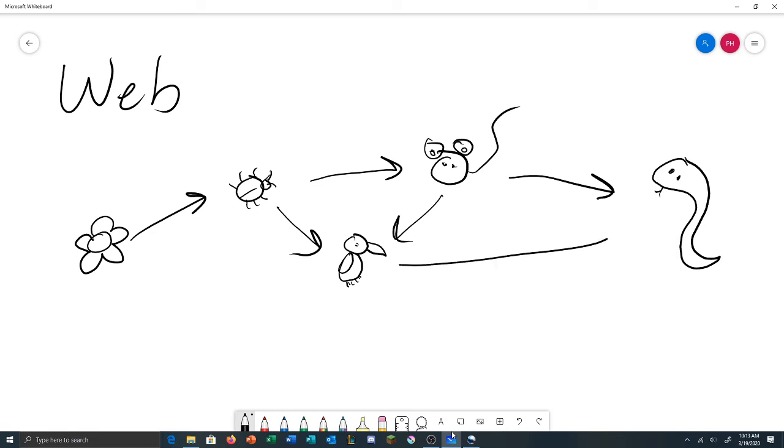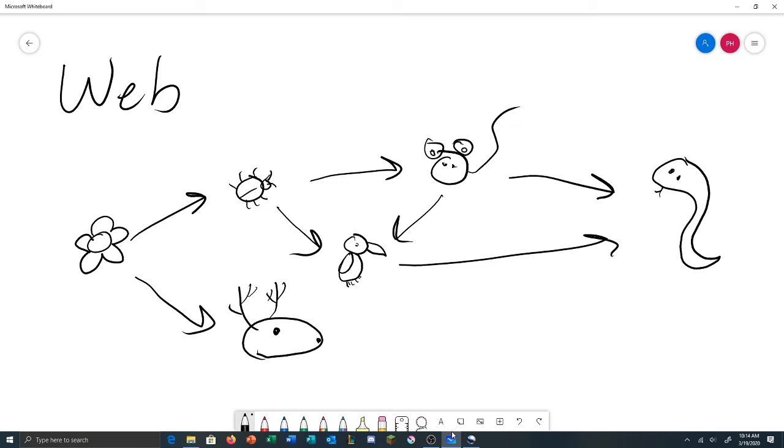You could also have the bird get eaten by the snake. Now there's a bunch going on here. Well, guess what? You could have another thing that ate the flower. It's not just everything goes to the bug. Say if you had a deer over here. That deer could eat the flower. Well, if you have deer eating the flower and then nothing eats the deer, it could end there.